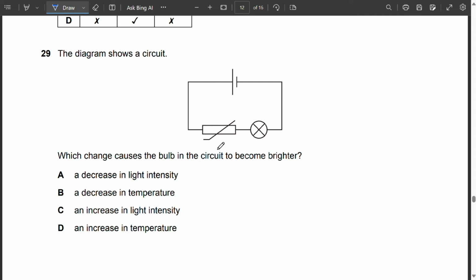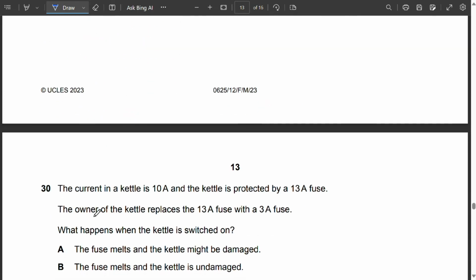Now since there is a resistance, and you know resistance also causes the heating effect, more current means more heating effect. So that could create an increase in temperature. So 29D is correct. Let's come to the 30th.